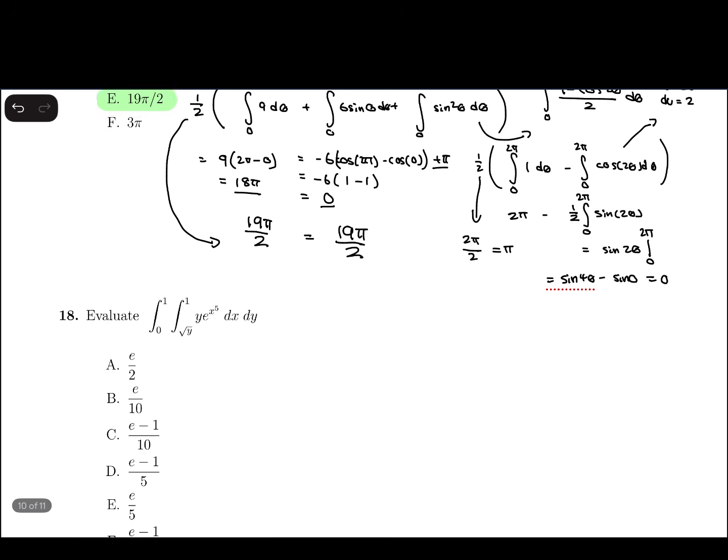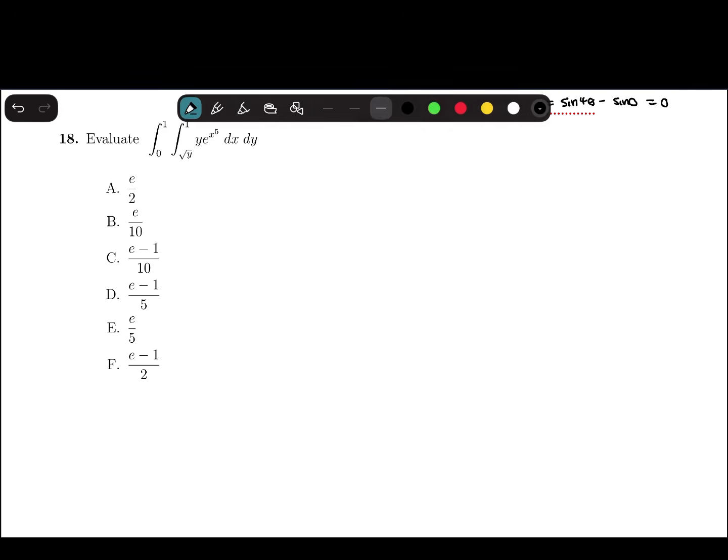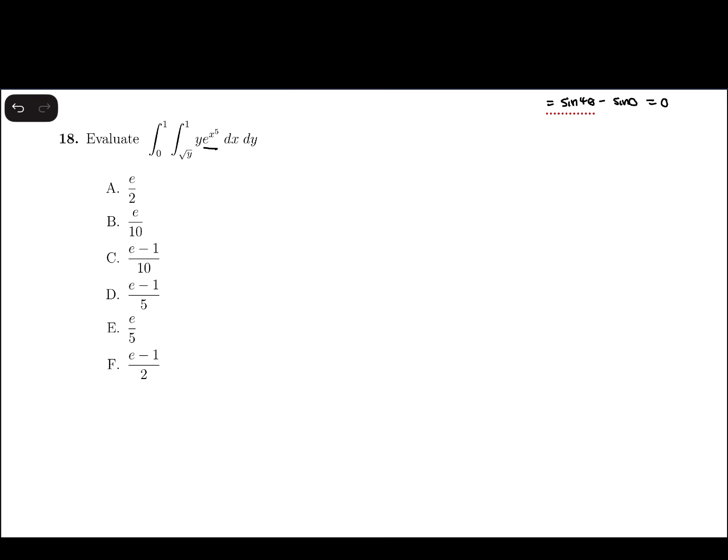All right, moving on to question 18. Question 18 looks like a simple double integral, but if you look at this first part, you notice it is actually impossible to integrate e to the power of x to the power of 5 with respect to x. It is directly impossible. So, in order to do this, we'll have to change the order so that we integrate with respect to y first, so that a y will appear that makes the x integration possible via u substitution.